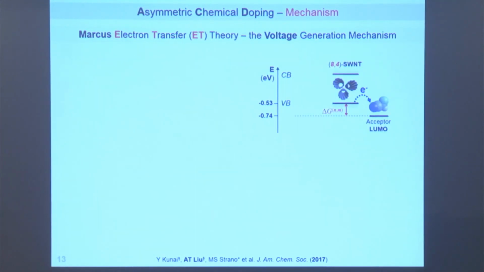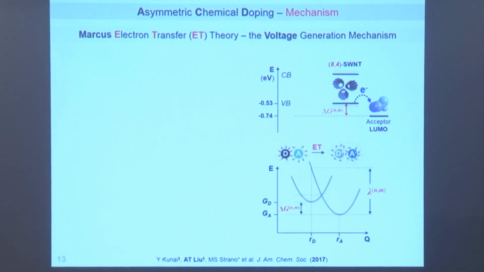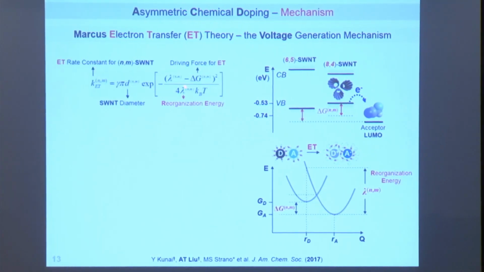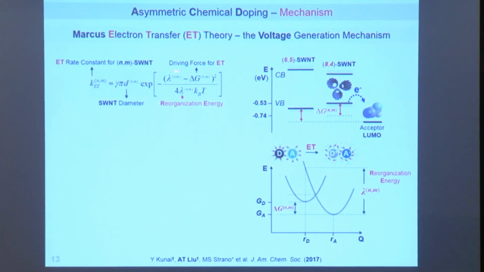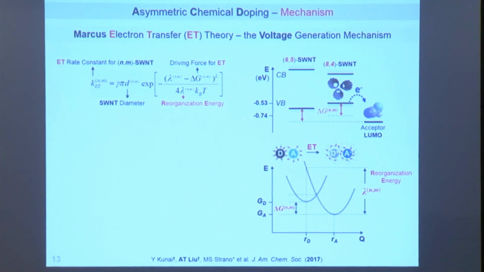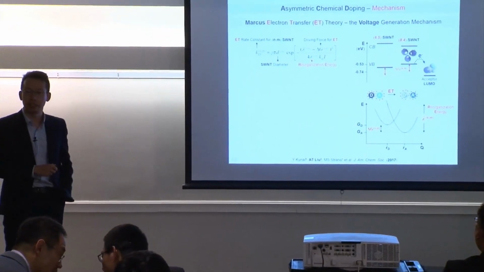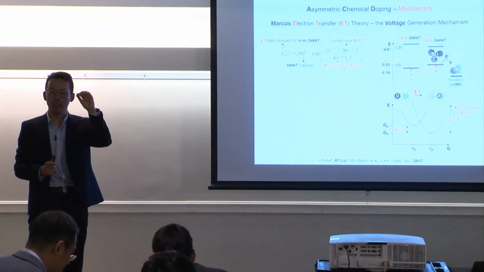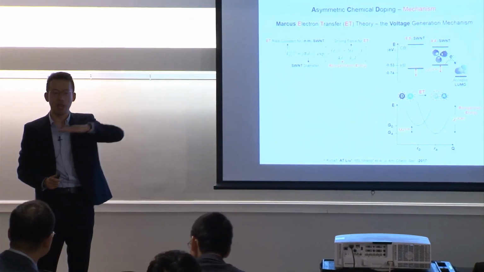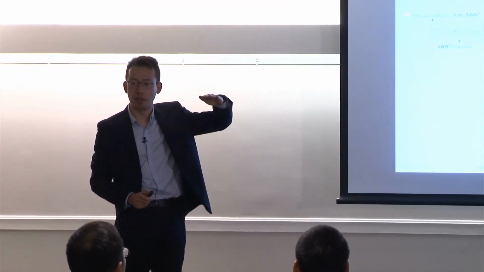So could it be that this is an electron transfer control process? And if that's the case, we resort back to Marcus electron transfer theory. And basically, you can derive the following equation, saying that the electron transfer rate has something to do with both the reorganization energy, that is the energy it takes for the solvent to reorganize itself around your donor carbon nanotube, as well as this thermodynamic energy difference between the LUMO, which is the acceptor band level, and the donor level, which is the SWNT valence band level.